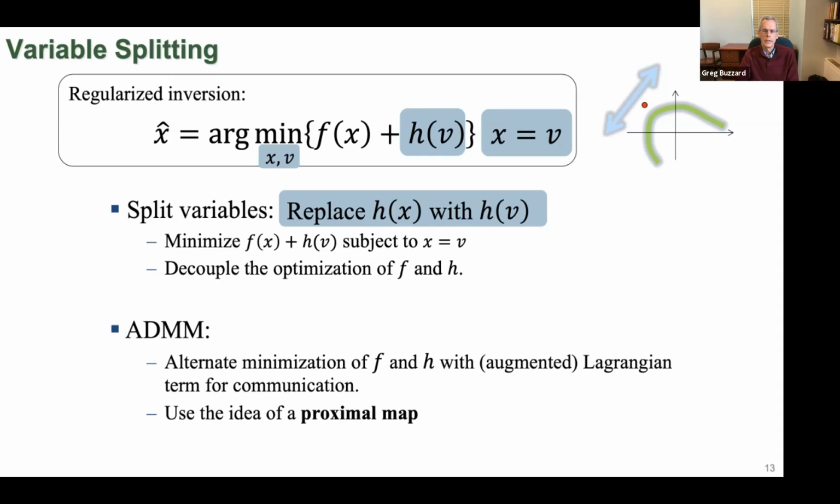So that leads to the idea of ADMM, alternating direction method of multipliers. And I should give a shout out to Jim Douglas, formerly of Purdue, who was one of the prime inventors of these alternating minimization methods. So this algorithm takes a step to minimize f and then minimize h, and there's an augmented Lagrangian term to enforce this constraint that x equals v.